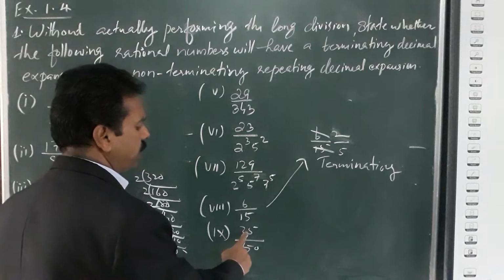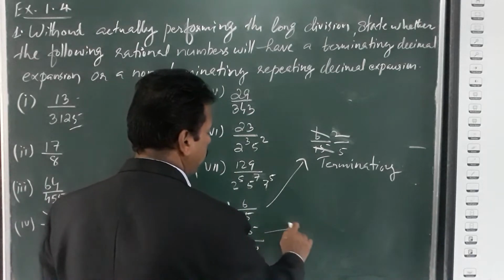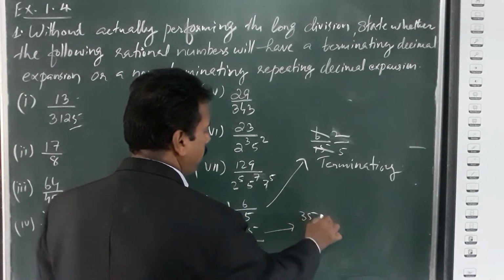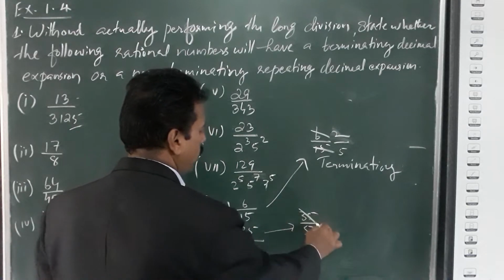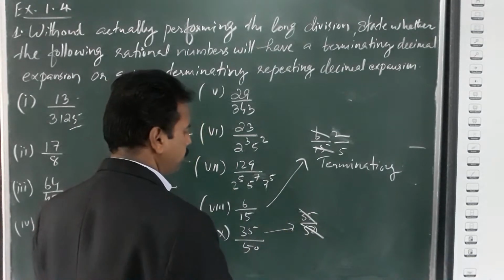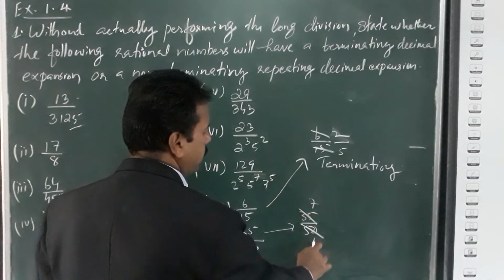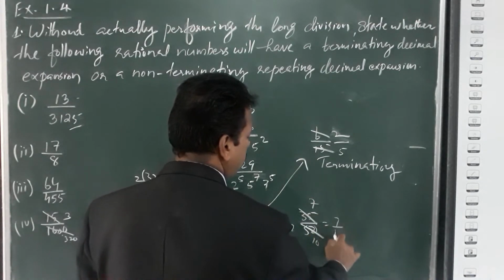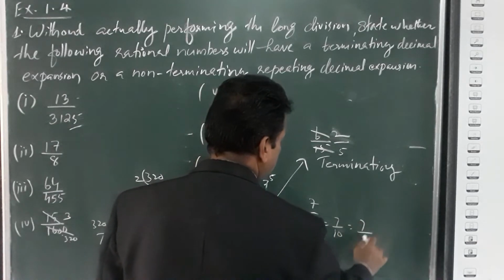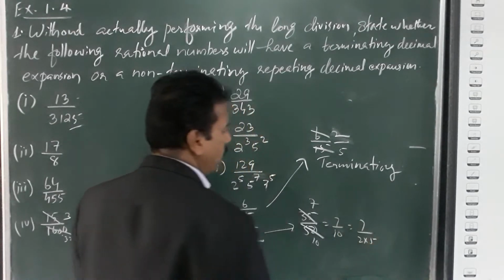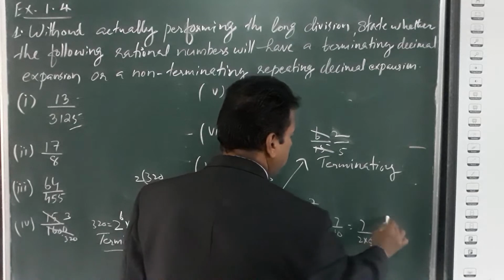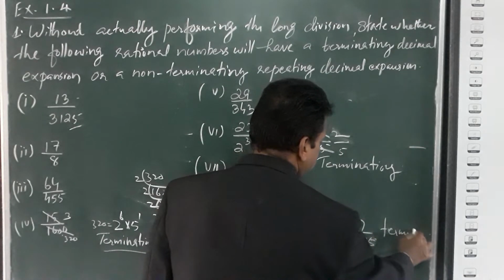Now it is 35 by 50. Any common factor? The common factor is 5: 5 times 7, 5 times 10. It is equal to 7 by 10, which is 7 by 2 into 5. Factors of 2 and 5 only. It is also terminating.